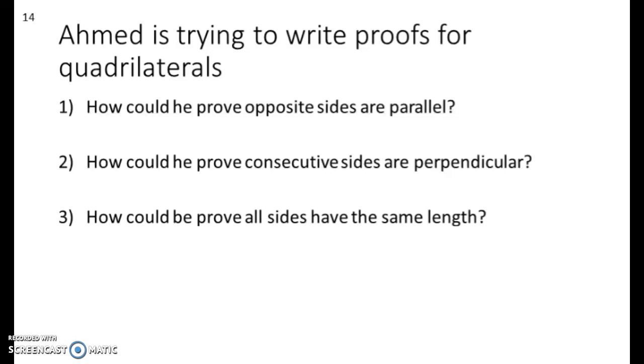Ahmed is trying to write a proof for quadrilaterals. So we got a couple different situations here. The first one, how could he prove opposite sides are parallel? Well, if you think about that one, you would need to find the slope of the opposite sides. And in order for them to be parallel, you would have to show that they have the same slope.